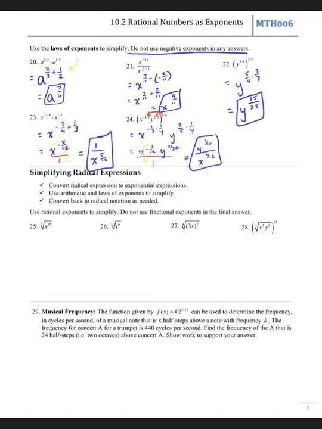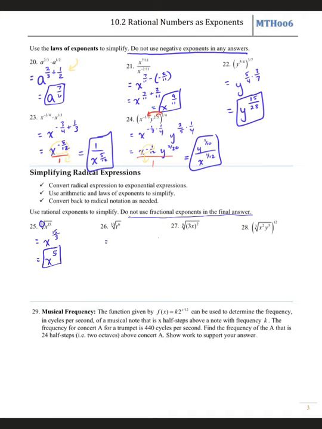Use radical exponents to simplify. Do not use fractional exponents in the final answer. All right, so the first one, we set this up as x, and we know that it's 15/3. Again, the index here is our denominator. So 15 divided by 3 is 5. No fractional exponents, so we're good there.